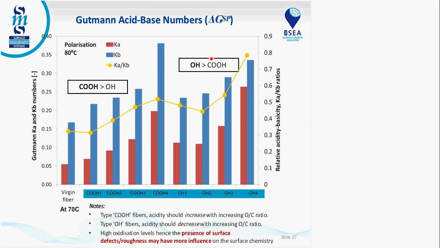Now with hydroxyl, we should see a decrease in the acidity, which we do initially. We do see a decrease in the acidity. This is the acid number divided by the base number. We do see a decrease in the acidity, but then it begins to increase.